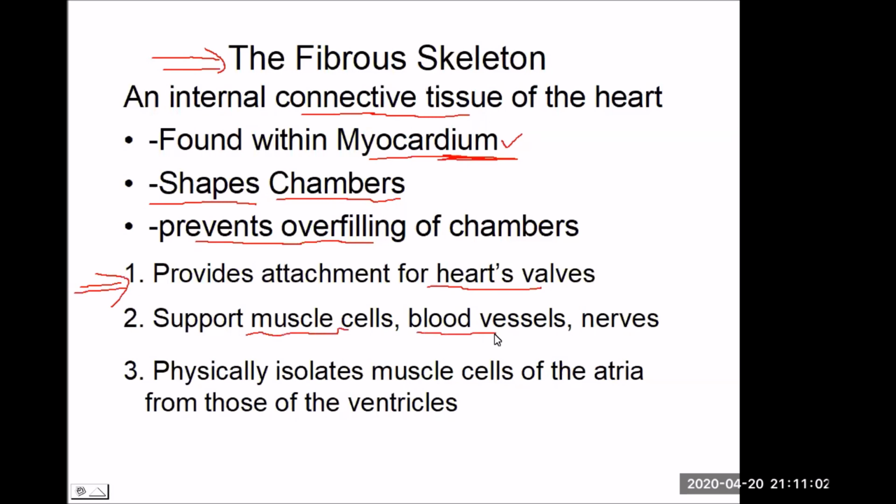The arteries and veins, of course, that connect to the atria or ventricles. And then lastly, we see here, due to this fibrous skeleton, the myocardium of the atria is now actually physically separated and isolated from the myocardium of the inferior ventricles. There is a connection between the atria and the ventricles, and that's where the intrinsic conduction system comes into play.